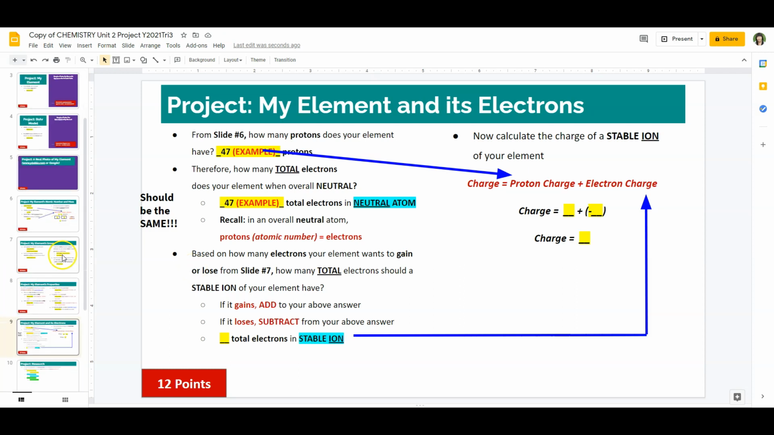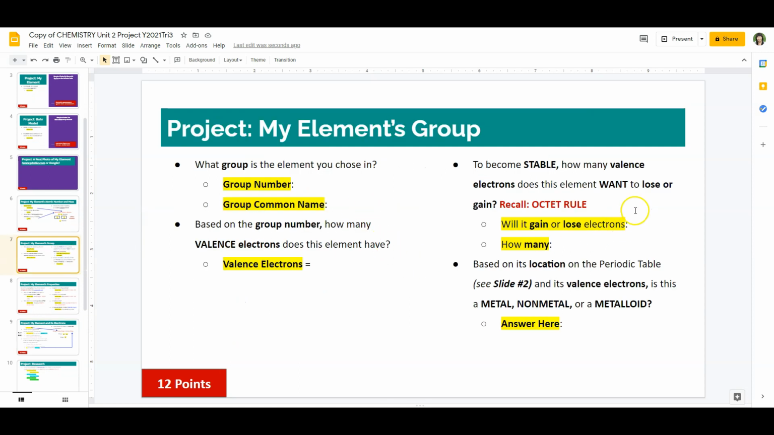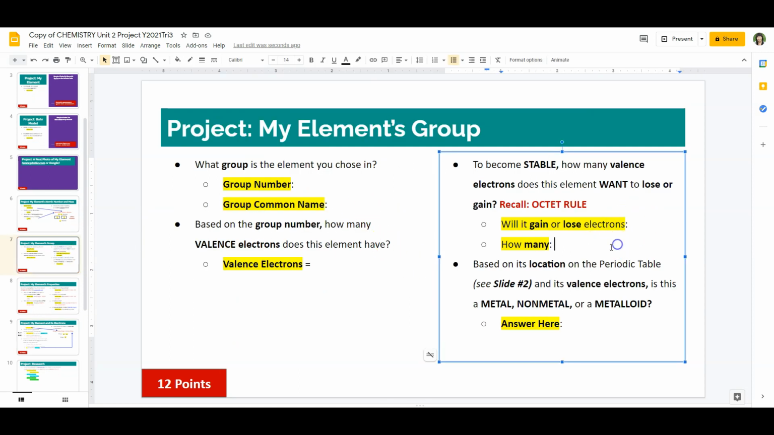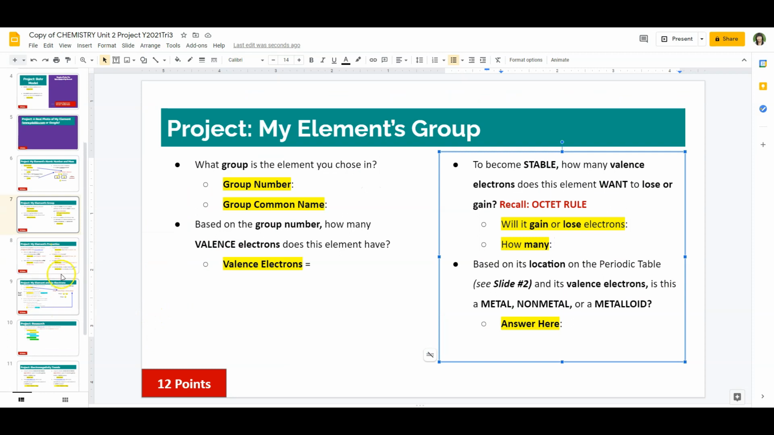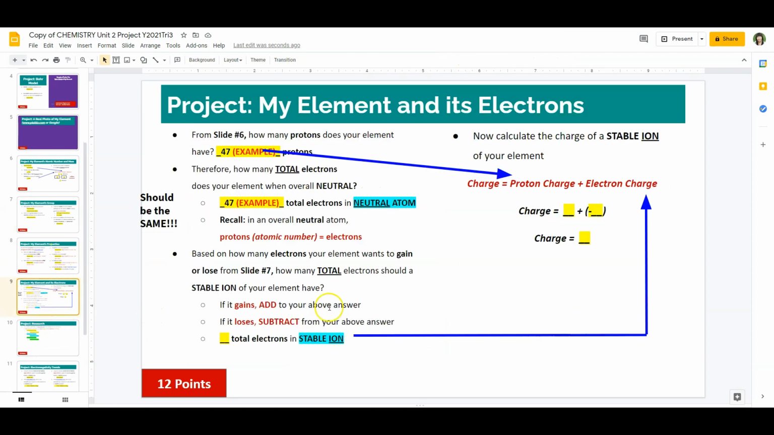So taking a look back at slide number 7, we talked about how many electrons the atom will gain or lose. For silver, let's say that silver has 1 valence electron, so it wants to lose that 1 valence electron. Remember, silver is kind of a weird one because it's a transition metal, but for our purposes, let's just say that it loses 1 electron.